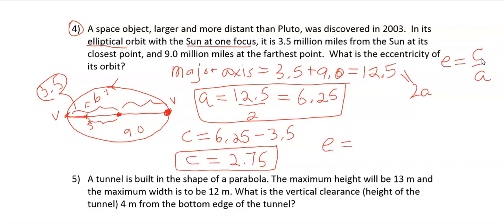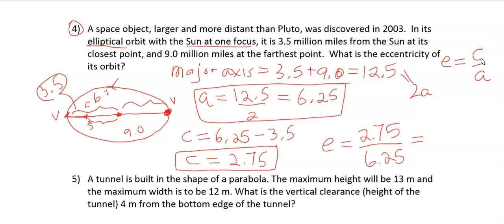Now, remember, those decimals stand for millions of kilometers. But if I were to take those numbers and multiply by 1 million in the numerator and denominator, the millions would cancel anyway. So C over A is 2.75 divided by 6.25. Remember, eccentricity is always less than 1. Now, what would you get there?